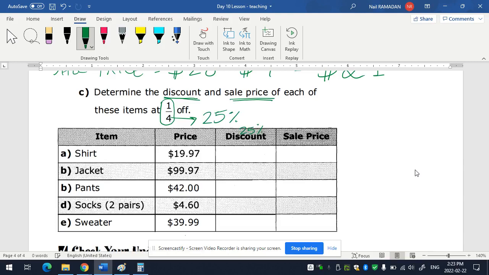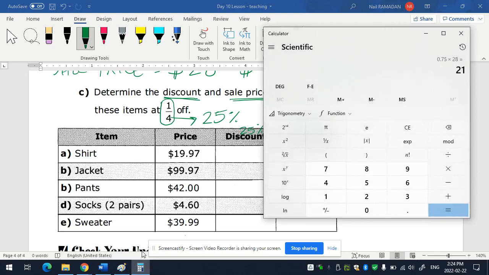How about the sale price? You have a choice. You can subtract this guy minus this guy to get the sale price. Or you can multiply the original price by how much? 75%. Either way, you should get the exact same answer. So let's just do a couple. How much is the discount? 25% out of 1997. Don't round to 20. The question did not ask you to do that.